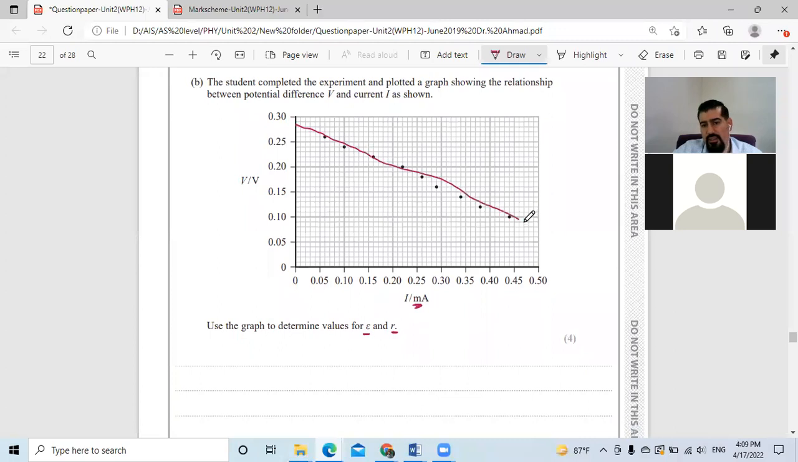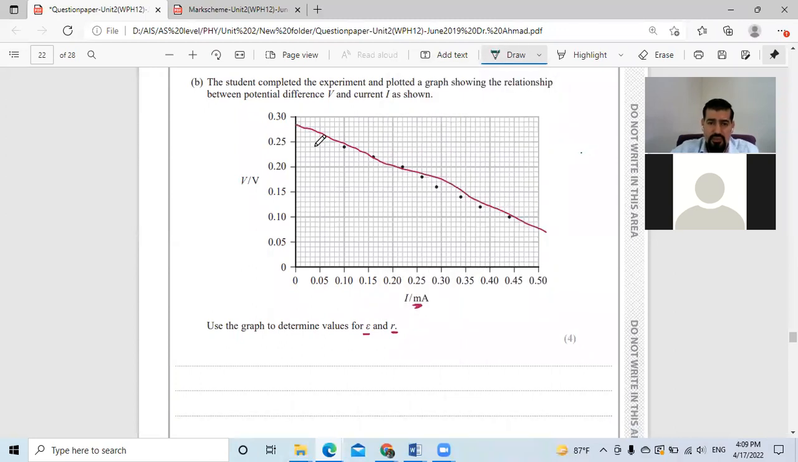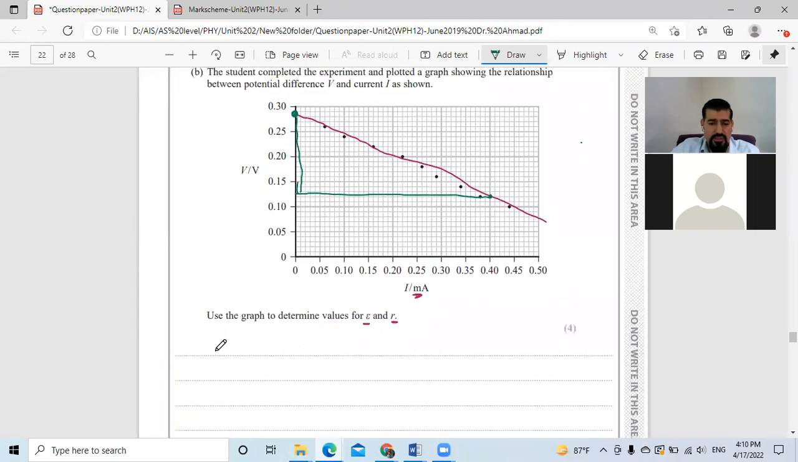Okay. You will use your ruler. You are better than me in your drawing. Then I'll choose two points, for example, this point. Clear two points, this one and somewhere here, and find how much the gradient is. After I do that, I will find the y-intercept and the internal resistance.